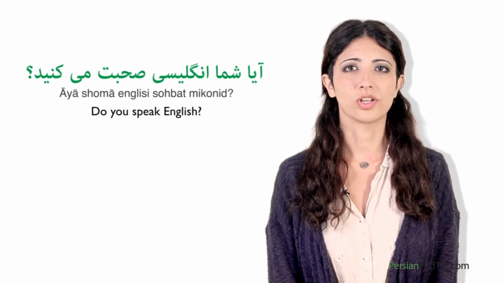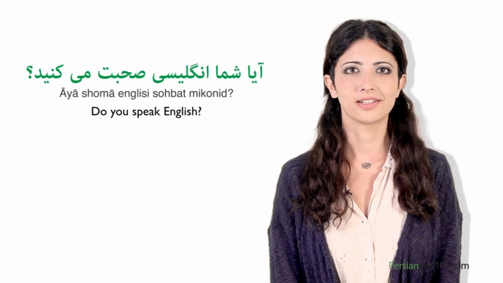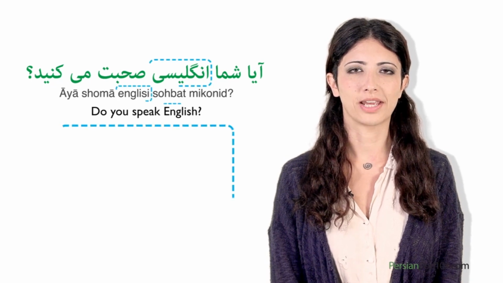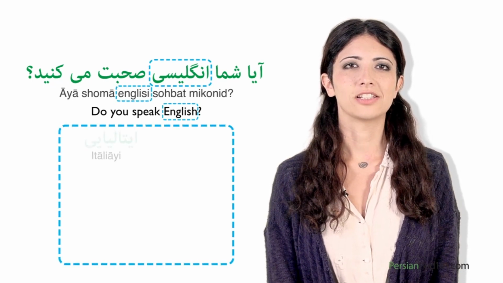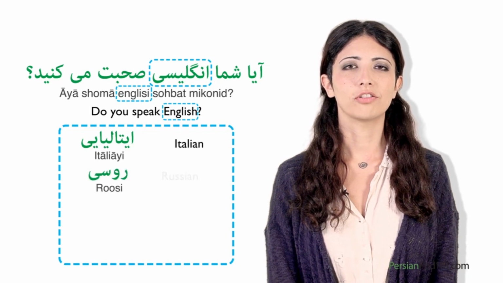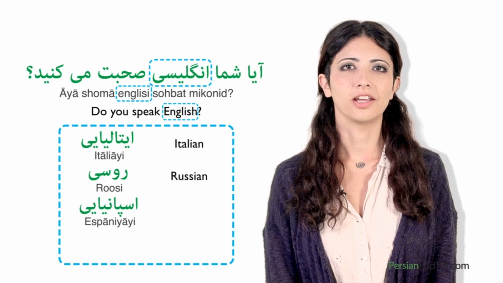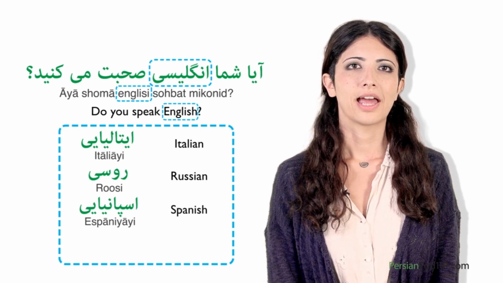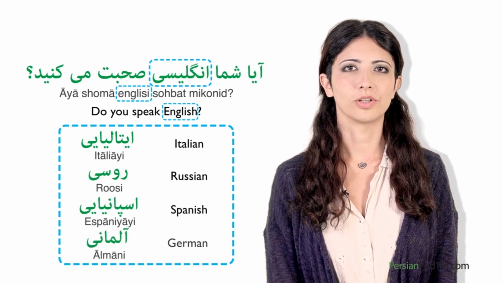For those of you whose native language is not English, you can use this same basic question for any language you need. Here are some other language names in Persian. İtalyai for Italian, Rusi for Russian, Espanyai for Spanish, and Almani for German.